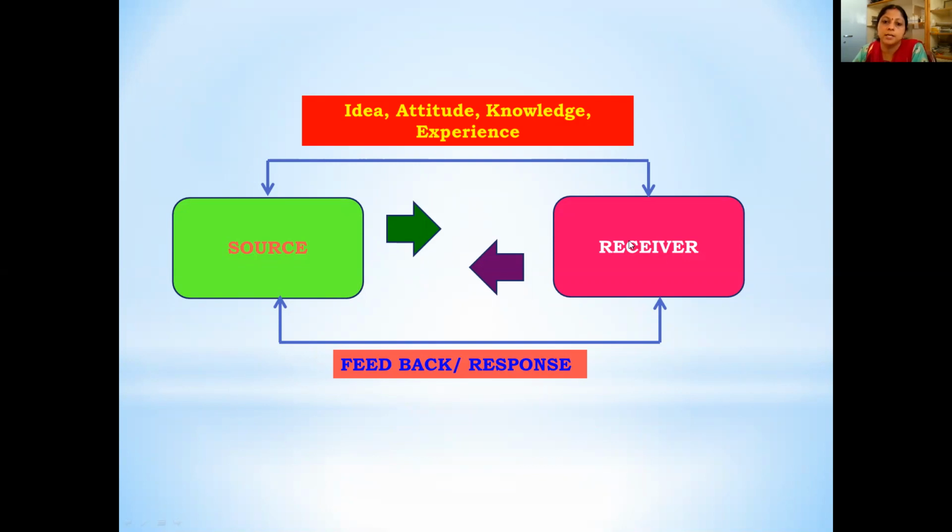So communication is a process in which a source or a communicator exchanges his ideas, experience, knowledge, attitude, or whatever he has to a receiver or the end user. After receiving those ideas, the end user gives feedback about the information he or she has received from the source. The most important thing in the communication process is that both must come to a common understanding.